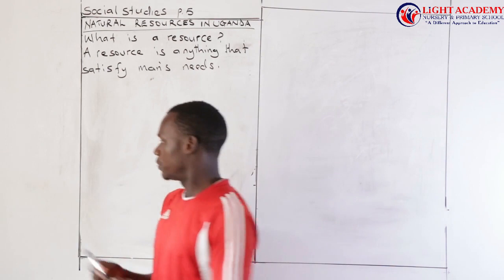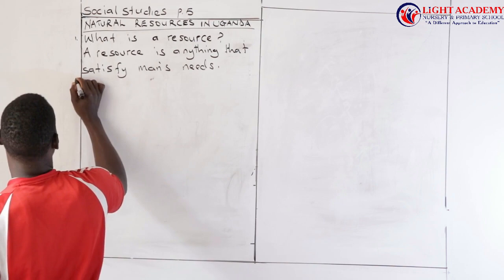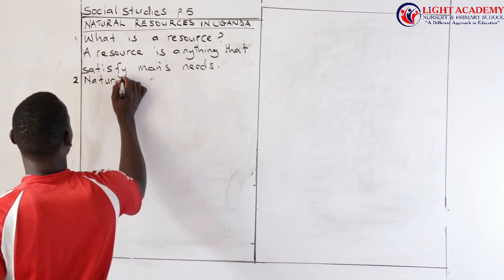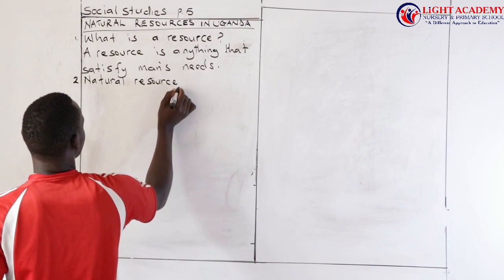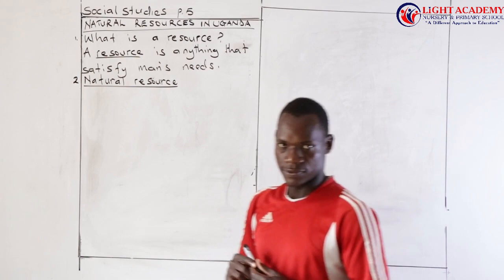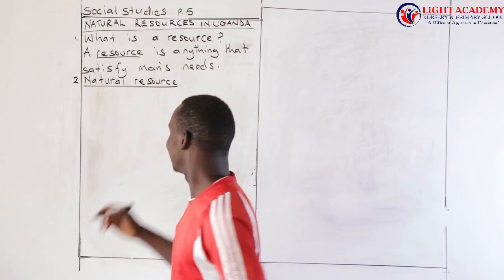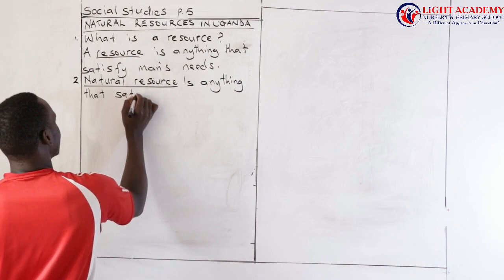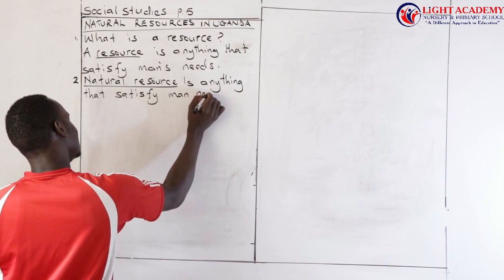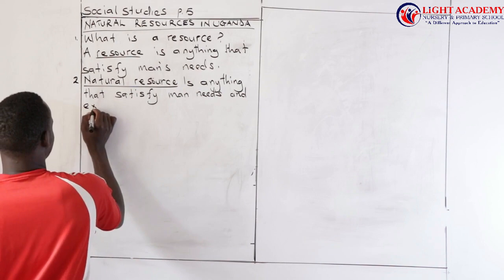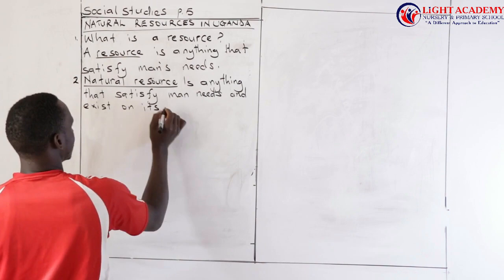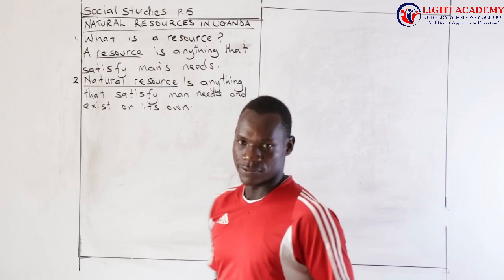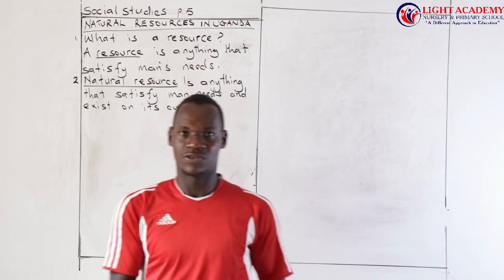Then, a natural resource. How do we define a natural resource? We borrow this definition: a natural resource is anything that satisfies man's needs and exists on its own. For this, the natural resource is anything that satisfies man's needs and exists on its own.